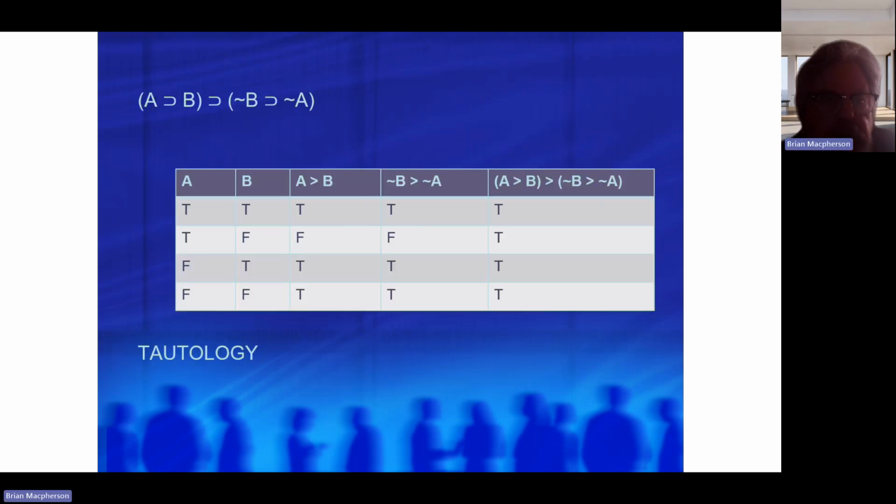Okay, a slightly more complicated sentence: A then B, then not B, then not A. If we look at this sentence, it has two major components: A then B, and not B then not A. A then B has the atomic components A and B. Not B then not A has the components not B and not A. So let's figure out the truth values of both sentences independently, and then figure out the truth value of the entire sentence.